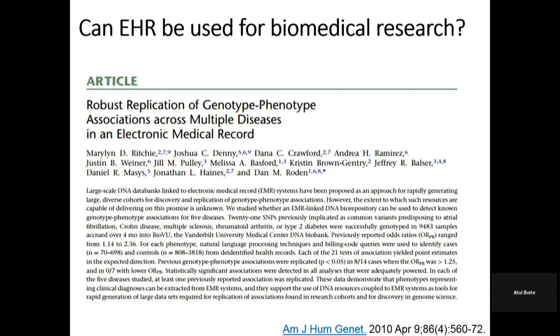They were developed back in the 90s, so they're actually not that old. But they've been very widely adopted over the last 5 years because of the American Recovery and Reinvestment Act that mandated that healthcare entities use electronic health records rather than paper records. So, as I said, can it be used for research? Well, obviously the answer is yes. The first publication that I was involved with on this was published in the American Journal of Human Genetics.